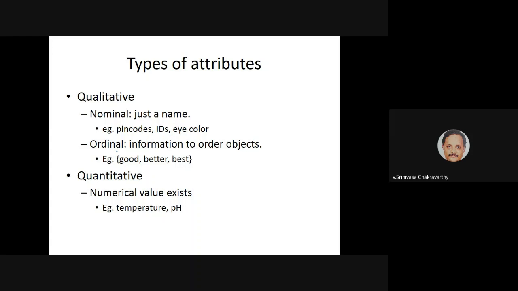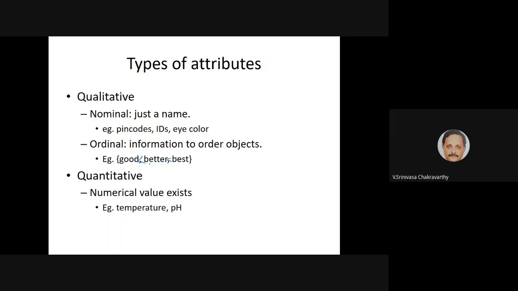Ordinal is also qualitative, but the difference between ordinal and nominal is that ordinal has some kind of ordering, right? Good, better, best. This is a kind of order. Good is less than better, better is less than best. Beyond that, I cannot put a number on good.